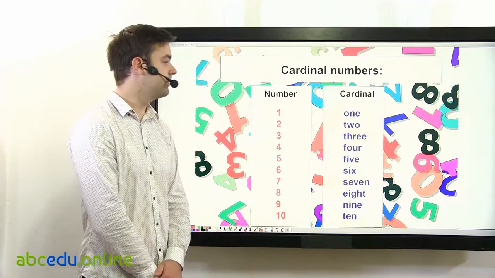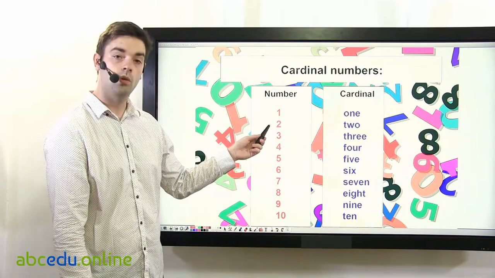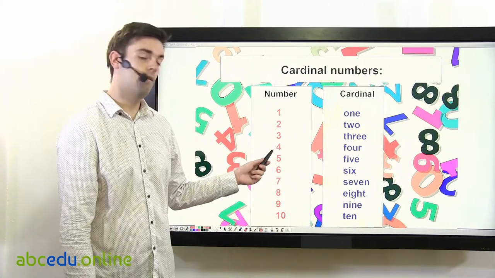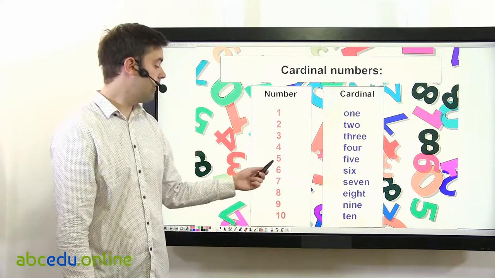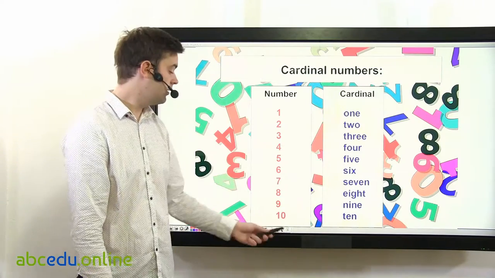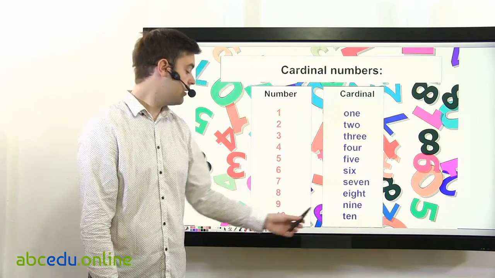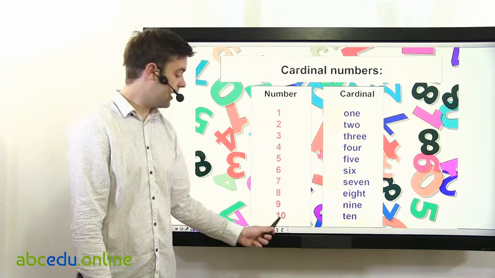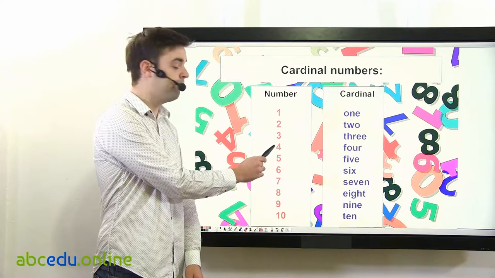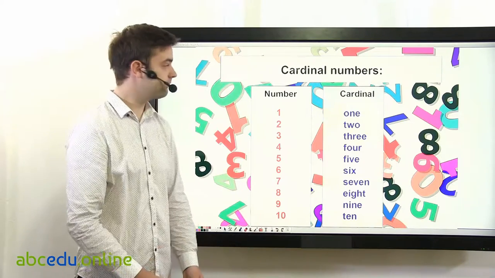Let's start off with the cardinal numbers. 1, 2, 3, 4, 5, 6, 7, 8, 9, and 10. So we have 1, 2, 3, 4, 5, 6, 7, 8, 9, and 10. The cardinal numbers.